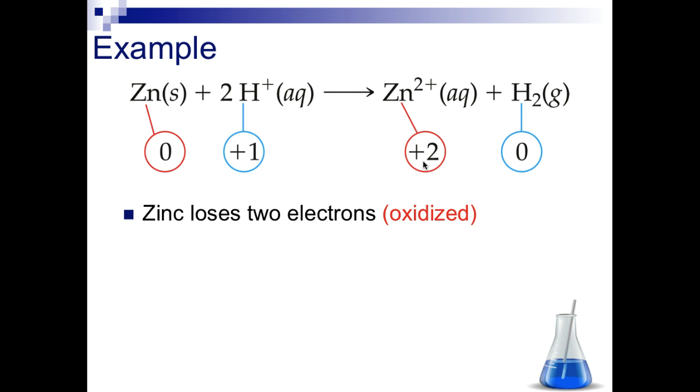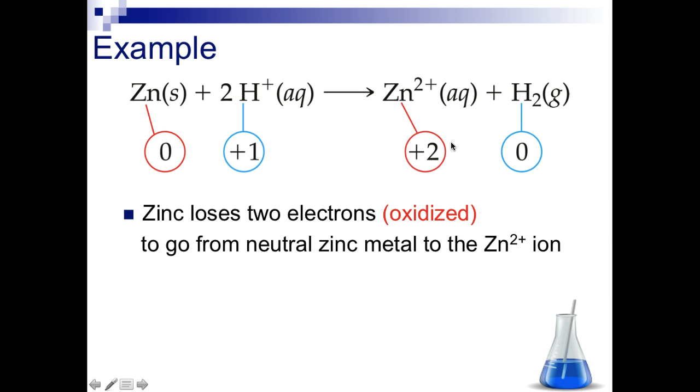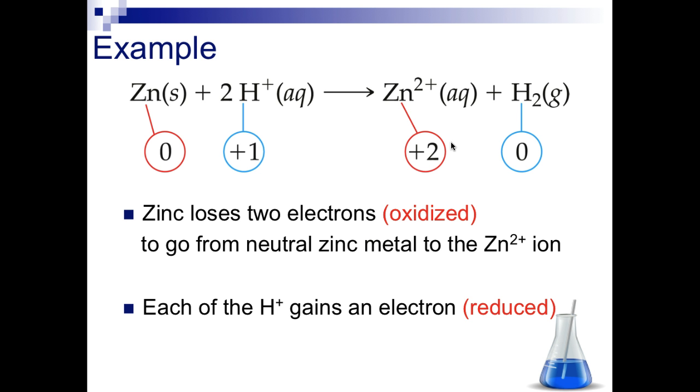So zinc loses 2 electrons, so it becomes oxidized. It went from having a 0 charge to a +2 charge. Remember, when it becomes +2 and it's oxidized, your charge gets bigger. So you go from neutral zinc to zinc 2+. Each hydrogen is going to gain an electron, so it's going to become reduced because you have a +1 ion here, and it's going to go to 0, so that means you're going to gain electrons and be reduced. And those two H's are going to combine and form H2.